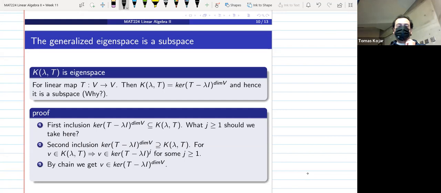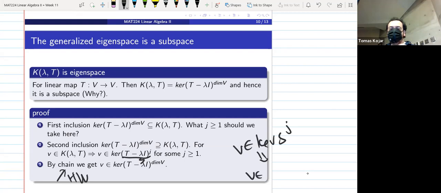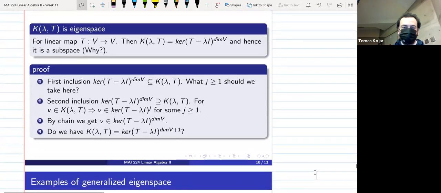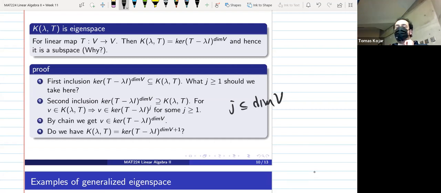Right, so this is the thing from the homework where you show, call this guy S, that if v is in kernel of S^j, then v is in the kernel of anything after that, because j is less than dim V. There's a little bit of a tricky part here. So there's two cases. If j is less than dim V, then the kernel of (T minus lambda I)^j is inside the kernel of (T minus lambda I)^(dim V), right?